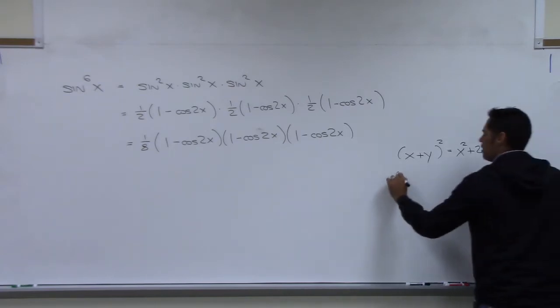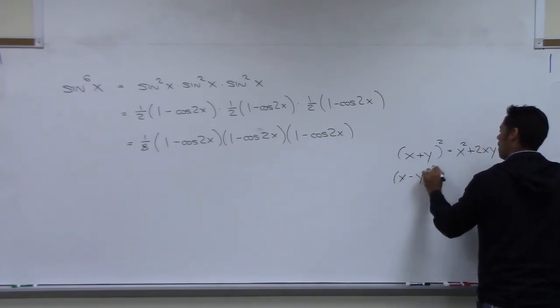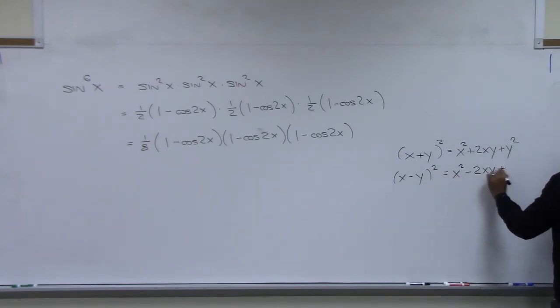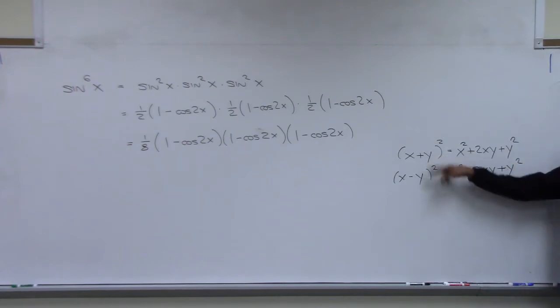What if I put a minus in here? Then it's just negative out of the negative 2x. Yeah, you got this and then minus 2xy plus y squared. So the only difference between these two is that it's negative here.